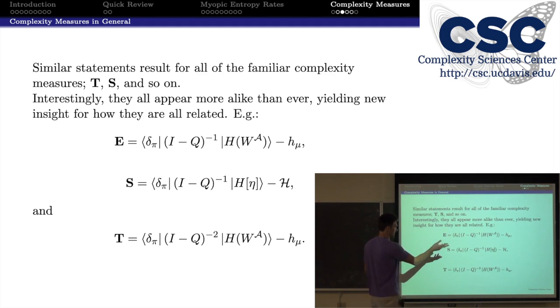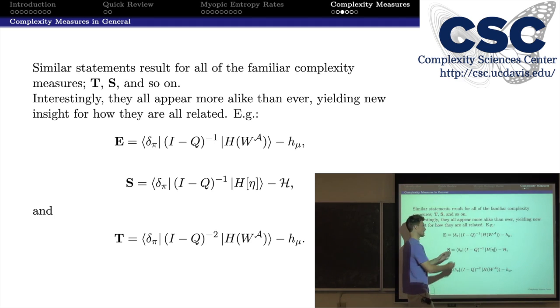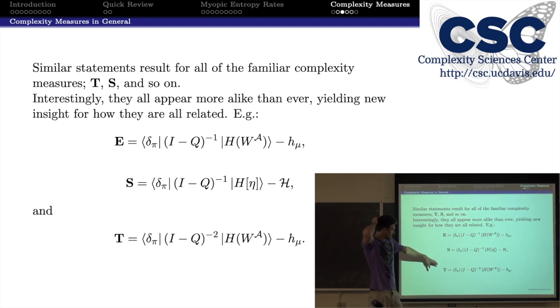So I'll just say, for example, that we have these expressions in general. The excess entropy is this thing that we showed. And then these other things like synchronization information and transient information look a lot like each other. And we didn't know that because when these quantities were derived, they were derived to address specific questions of different types of information.